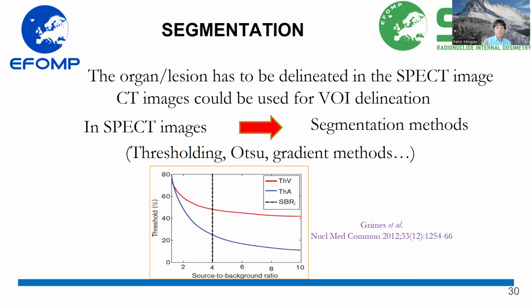We have seen the formula to determine the activity. But as I've said before, the resolution is quite poor in SPECT imaging. So the segmentation of the volume for which we want to calculate activity is not something straightforward. And it's important to know how to segment that volume. And for that, we will see several methods in the next talk.